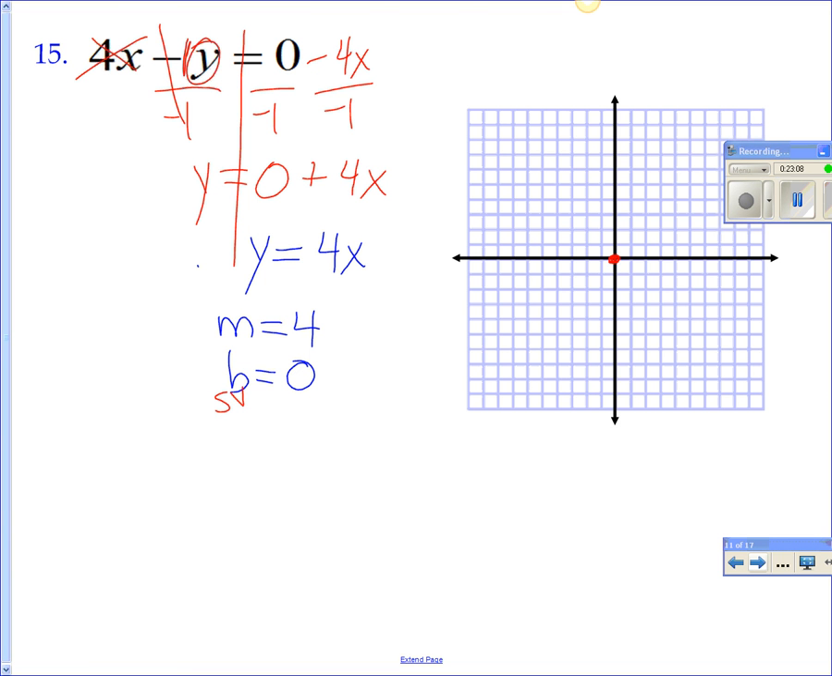Now, again, this one you got a lot of things to remember. M is rise over run. All I have right now is a 4. I need another number. You put a 1 under it. So I rise 4, 1, 2, 3, 4, and then I run 1. Rise 4, run 1. Up 4 over 1. Okay.